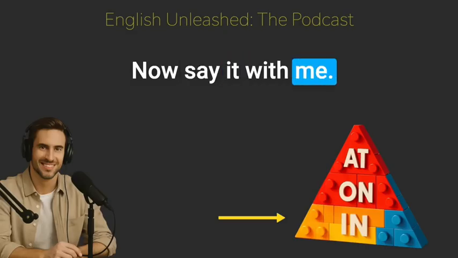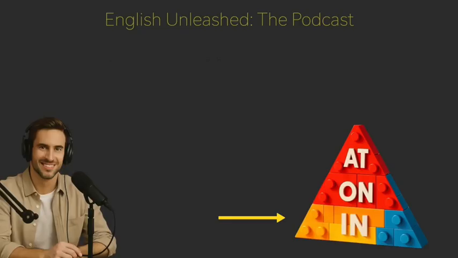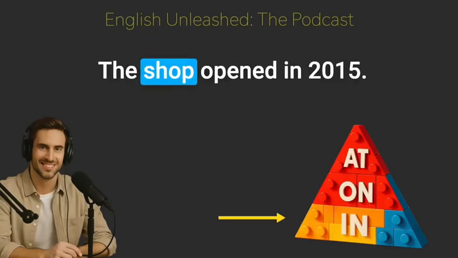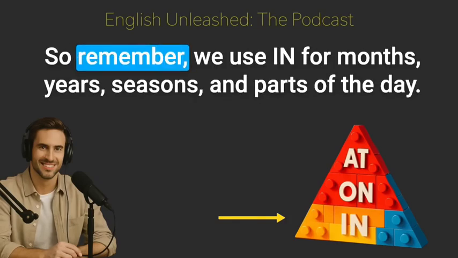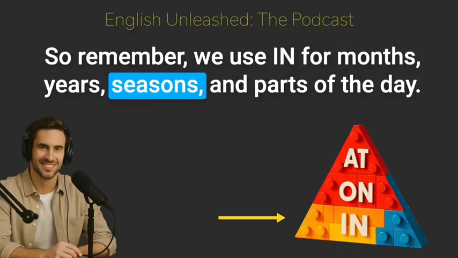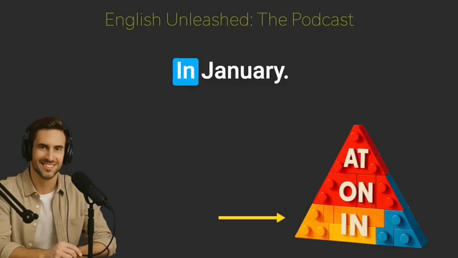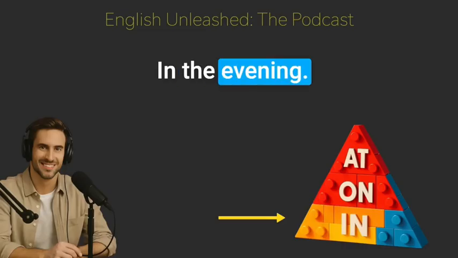Now, say it with me. I always feel happy in spring. Great. Try another one. The shop opened in 2015. Now you repeat. The shop opened in 2015. Great job. So remember, we use in for months, years, seasons, and parts of the day. In January, in 1998, in winter, in the evening.